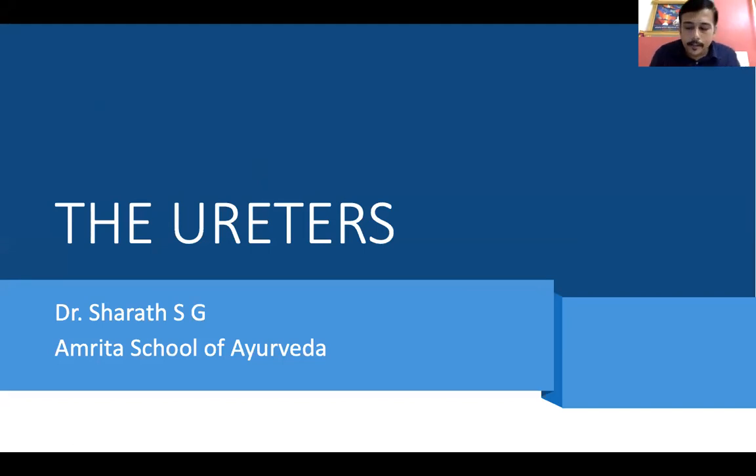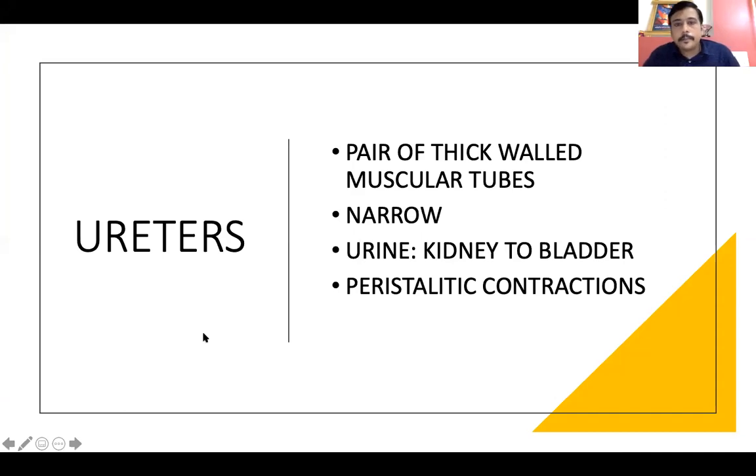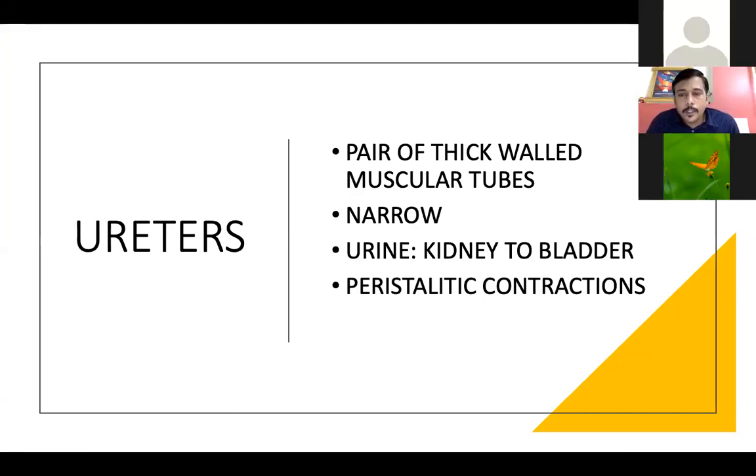So we'll move on to the ureters now. The ureters are a pair of thick-walled muscular tubes, and they are very narrow. The diameter is around 3 millimeters only, and their main duty is to convey the urine from kidney to bladder. They have peristaltic contractions also, because of which small stones or calculi can easily pass through the ureters.